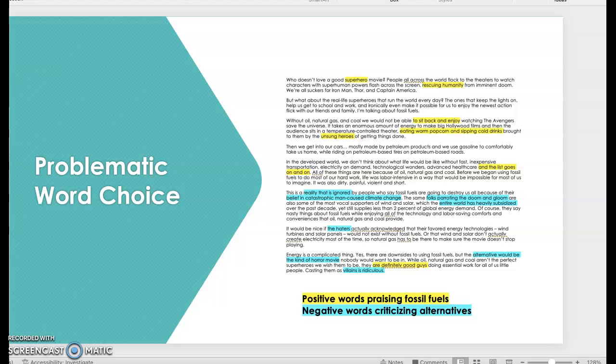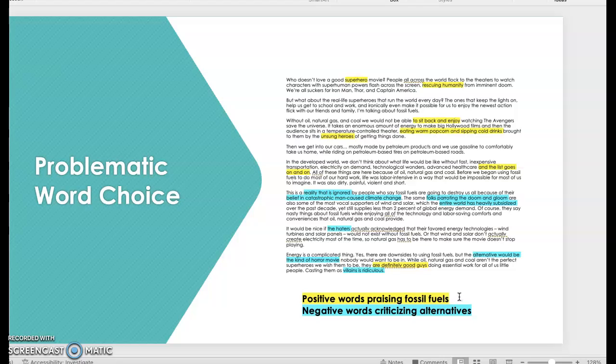Finally, I'd like us to think about word choice and maybe some problematic word choice that he uses. In yellow, you'll see positive words he uses praising fossil fuels, and in blue, you'll see negative words criticizing alternatives. An unbiased argument would not rely upon such hyperbolic language and loaded words. So starting with superhero and rescuing humanity, sitting back and enjoying, unsung heroes, and the list goes on, these are all positive words praising fossil fuels that are meant to slant or bias the audience.